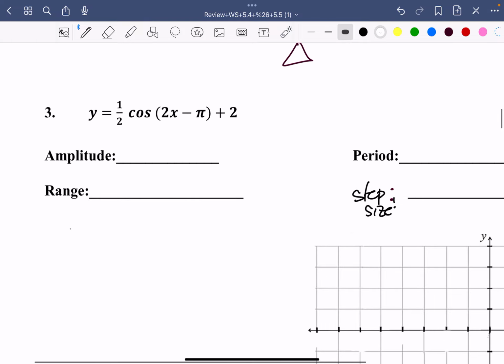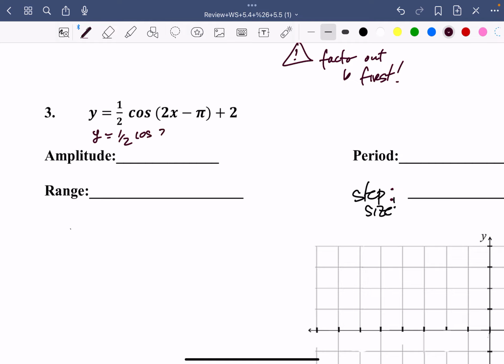So let's see, now that you're back, make sure again that you've already tried it. We're going to say, look, you need to factor out b first. By factoring out b first, we would have cosine of 2 times x minus pi over 2, plus 2, right? Because when you factor out 2, that b, it's the same as taking this term and dividing by 2 to get x, and taking this term and dividing by 2 to get pi over 2.